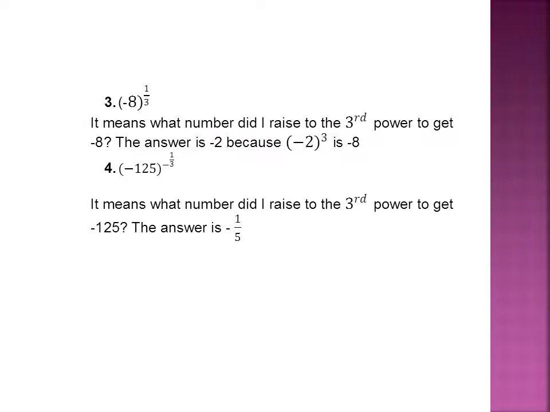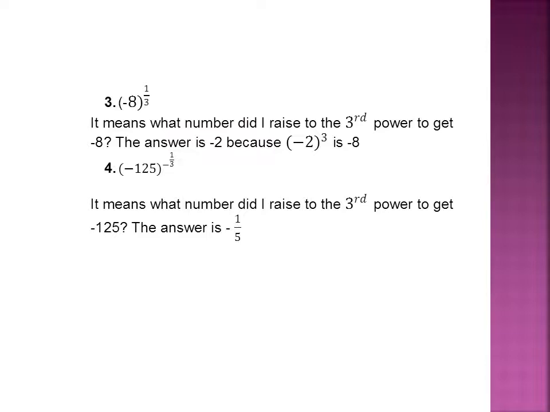Example 3. We have negative 8 in a parenthesis to the power 1 divided by 3. It means, what number did I raise to the third power? How did we get a third power? Notice the exponent. It is 1 divided by 3. We are talking about the denominator 3. So it means the third power to get what? Negative 8.